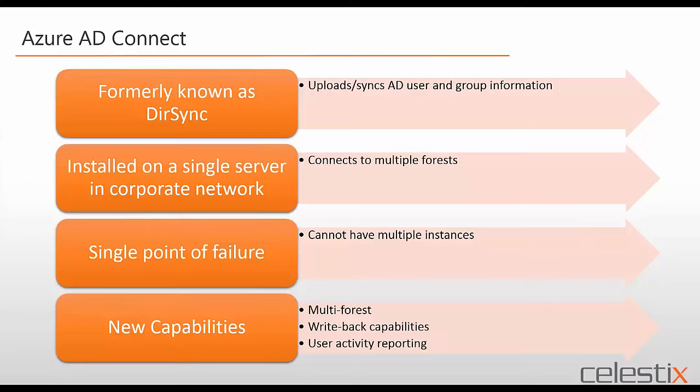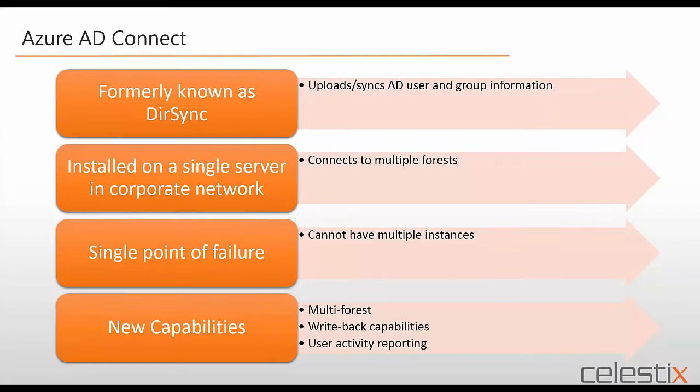One of the limitations of DirSync as well, in the second bullet, is that it was a single forest only. So for organizations that had multiple forests but a single Office 365 subscription, they had to do either domain consolidation or create a new forest and domain and put all the users and synchronize them in there, or come up with some other options there. This, instead, can connect to multiple forests automatically. So much more robust there.